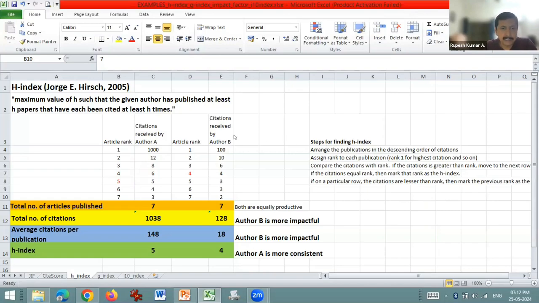Before I move on to another author level metric called G index, let me tell you one of the criticisms against H index. There are many other criticisms, but I point you to one of the important criticisms. H index cuts off the impact of the influence of highly cited publications. Let me give you an example here. What is the number of citations received by author A for his first ranked publication?